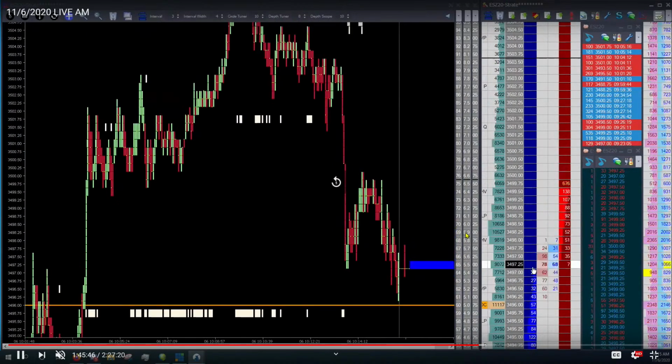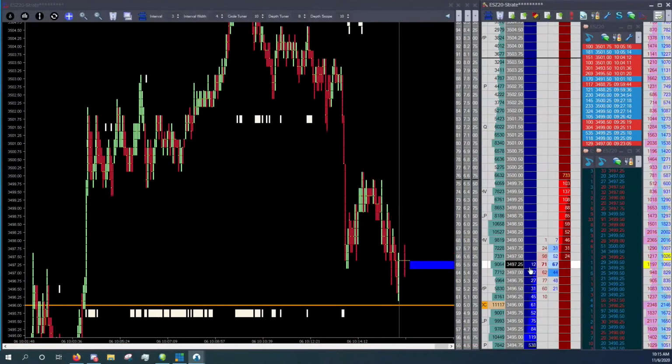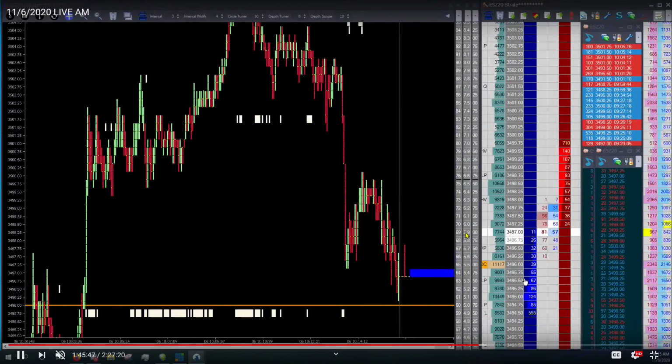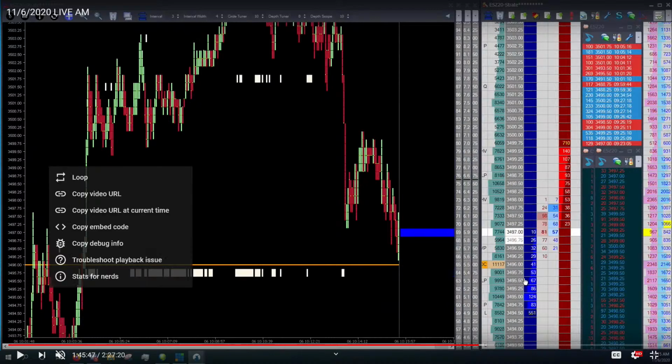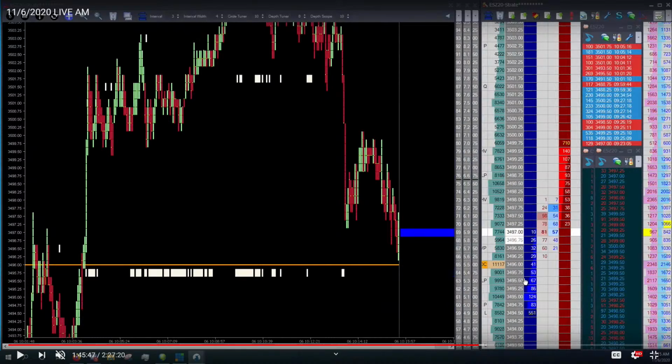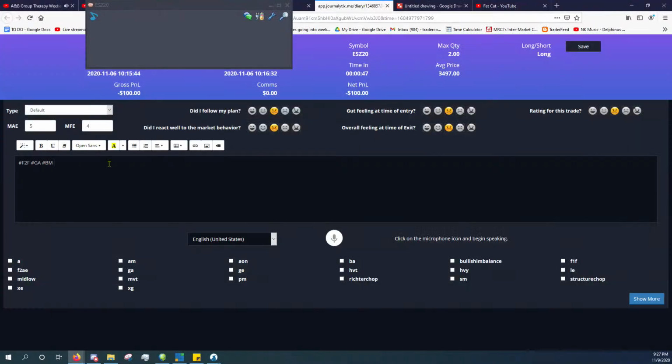What's the volatility on this? It's medium volatility because it's totally manageable. If it's high volatility, that means it's way too hard to break even. So I would definitely call this hashtag MVT. So this is the second fight. Good attempt, bad management, medium volatility. I save it.